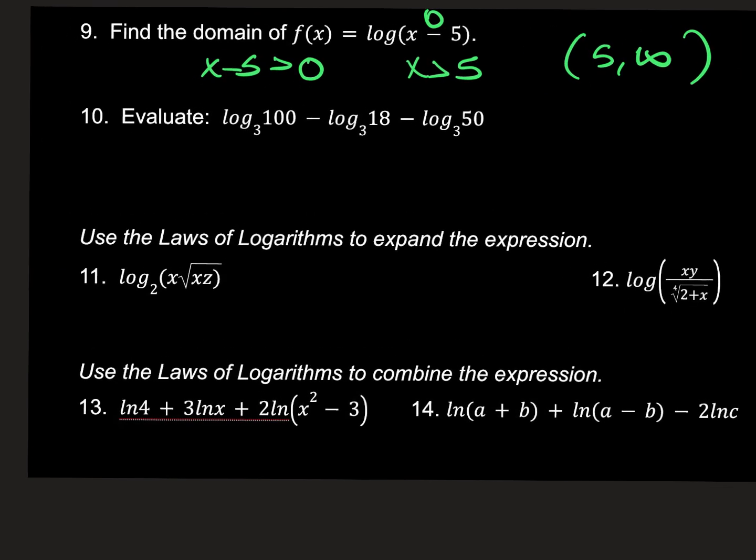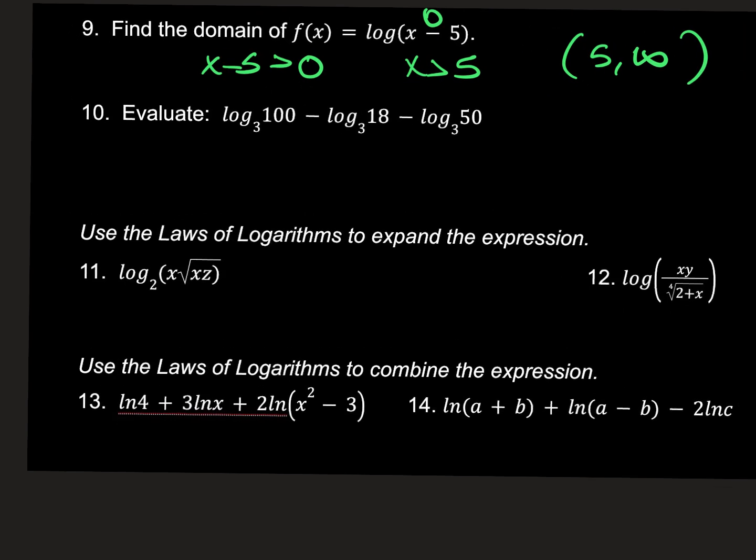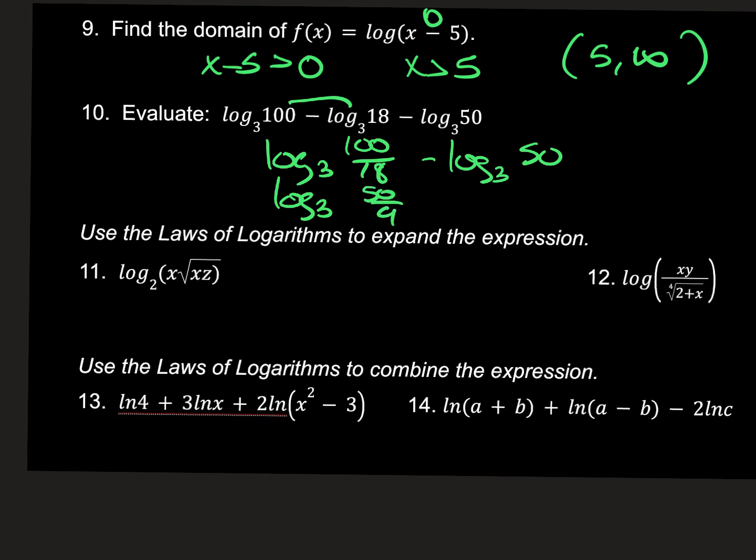Number 10, evaluate this one. Now, use your laws here. First thing I see is the first 2 are subtracted, which means I can combine those using division. So I'm going to do log of 10/18 minus log base 3 of 50. Now, 10/18 does reduce down to 5 over 9. And because this is a minus sign here, that's also going to be division. So I'm going to divide that by 50 to make it 1 log.